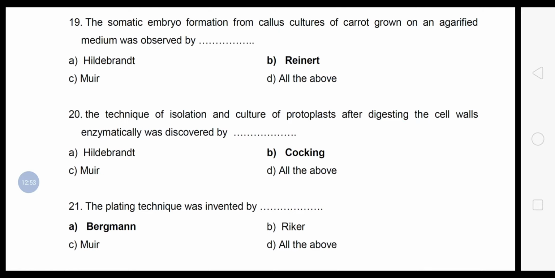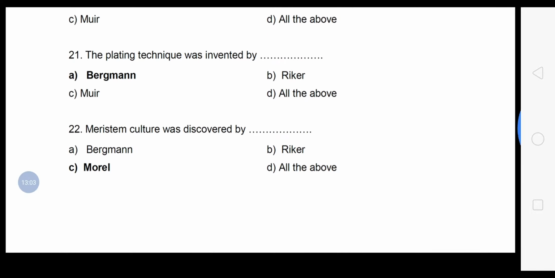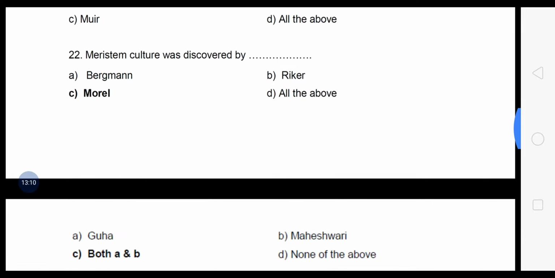The technique of isolation and culture of protoplasts after digesting the cell walls enzymatically was discovered by Cocking. Plating technique was invented by Bergmann. Meristem culture was discovered by Morel.